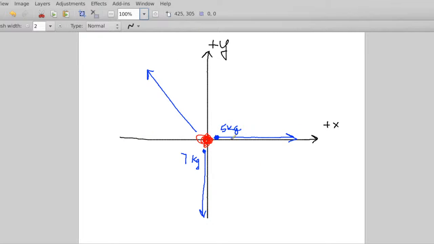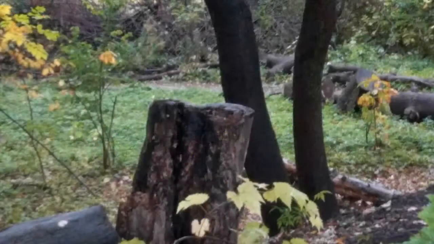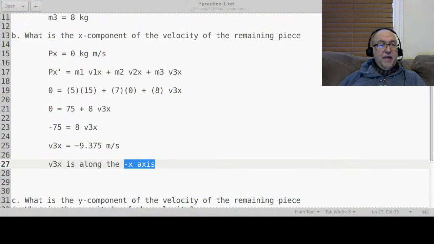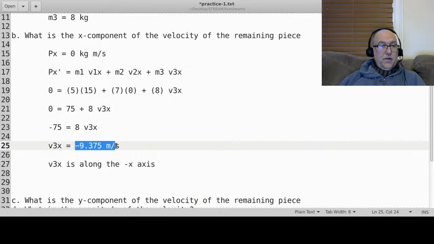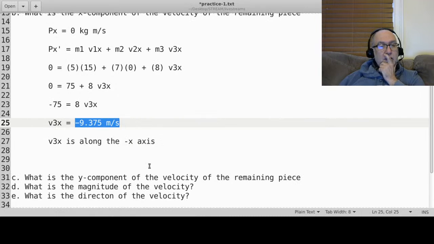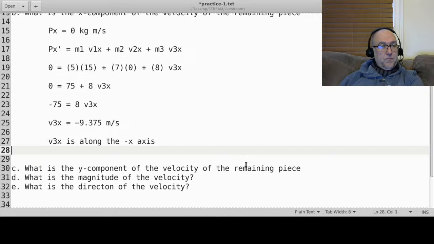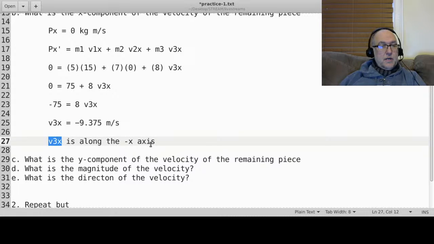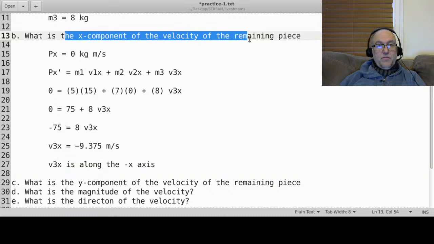You can see here that we're just looking at things that are moving to the left or the right. So the 7 kilogram isn't moving to the left or to the right, it's just moving purely straight down. So this one, it's moving to the right, and therefore it must be balanced by some momentum moving to the left, and that's why we got a negative value right here for the velocity. So there's the x component of the velocity.